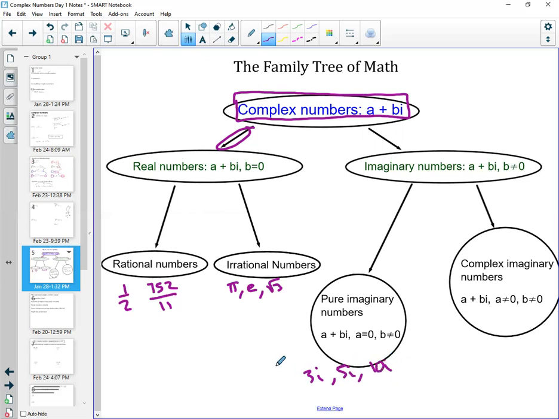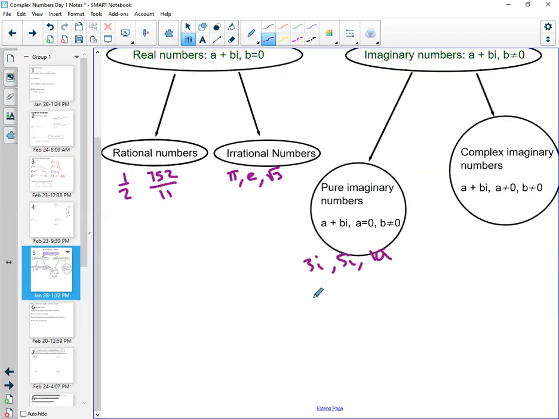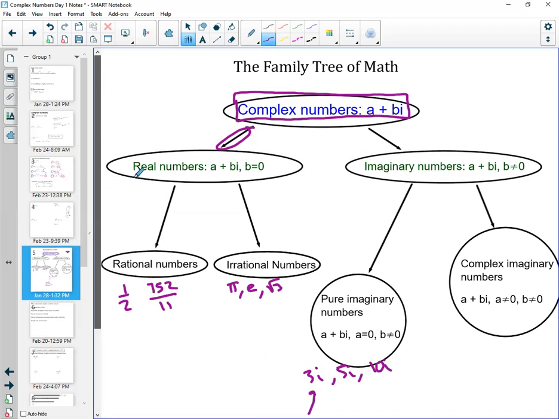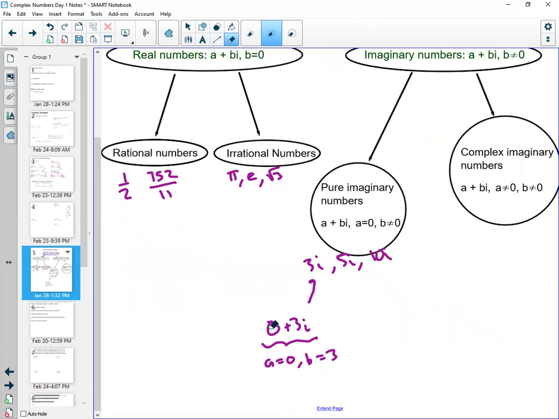You could write 3i as 0 plus 3i. So a is 0 and b is 3. When you think about the complex number as a plus bi, well then 3i is 0 plus 3i. You can write the a; if it's not there, you just assume it's 0. The same thing is true with a number like 1/2. This is like 1/2 plus 0i. So the a is 1/2 and the b is 0.